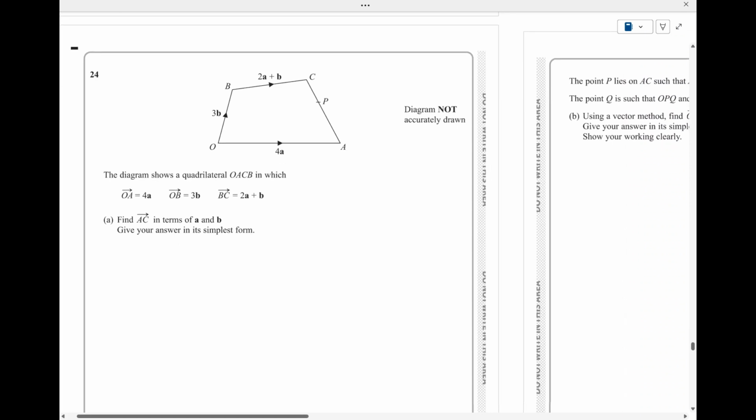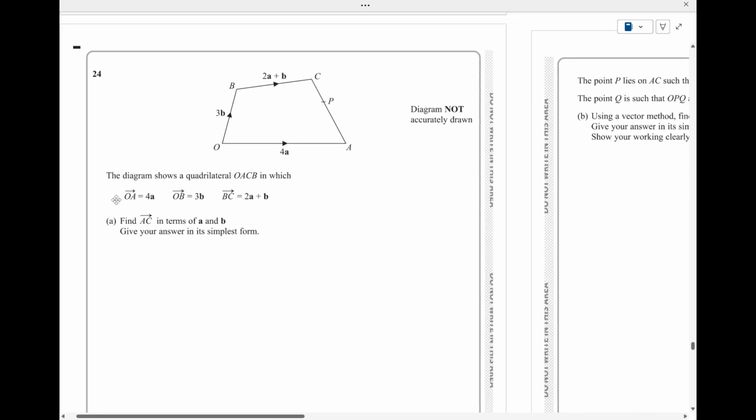All right, we've got a diagram, we've got a quadrilateral. Let's just check that each of these vectors is indeed labelled on the diagram. Okay, we've got to find the vector AC. So if I was going from A to C, of course you might like to go straight up there, but I don't know anything about that movement. So I'm going to have to go from A to O, and then from O to B, and then from B to C.